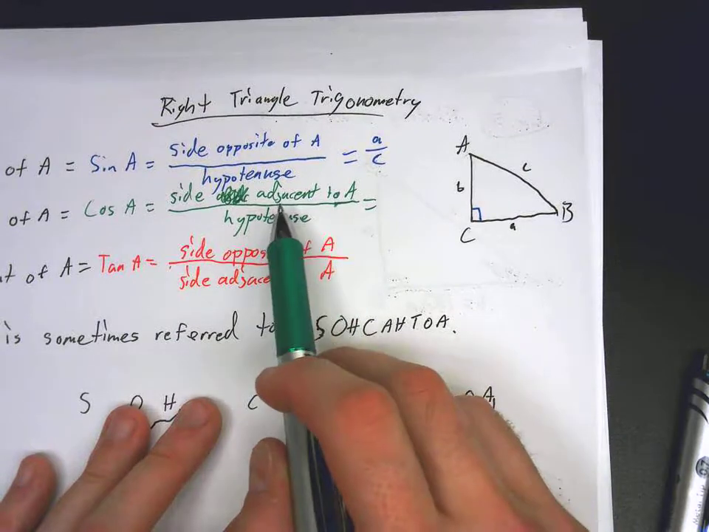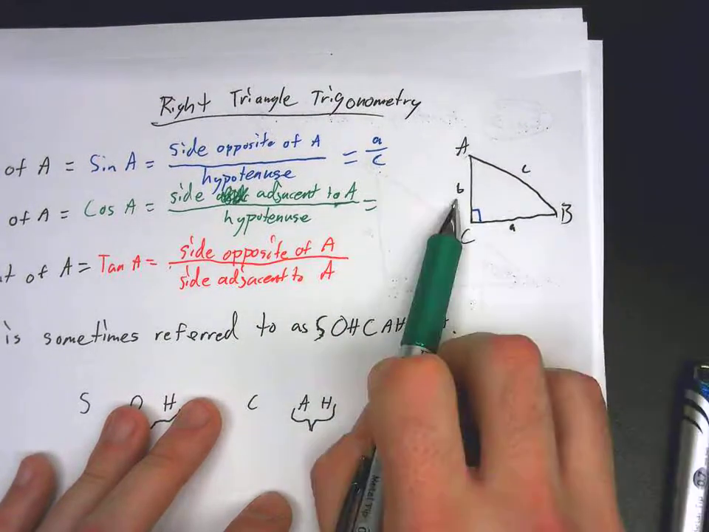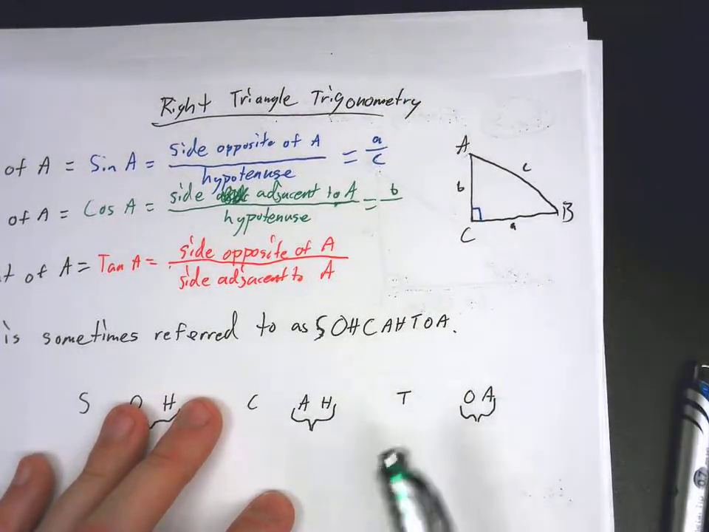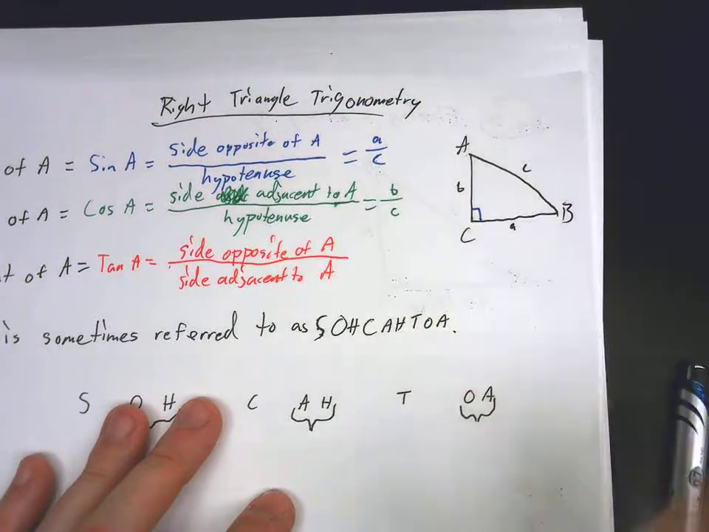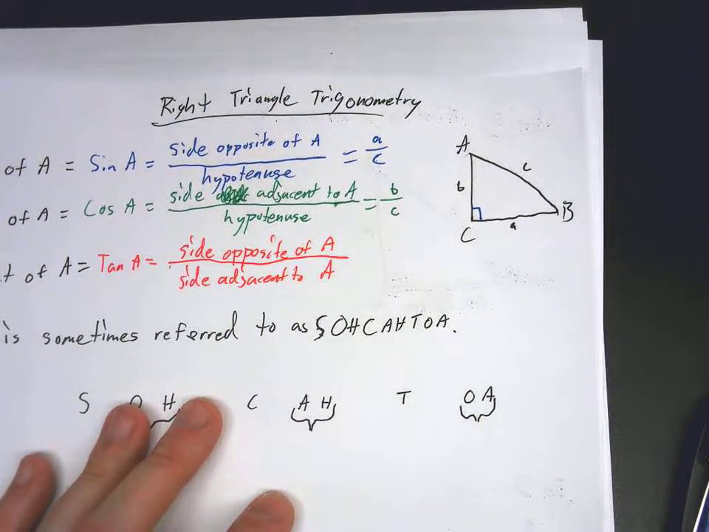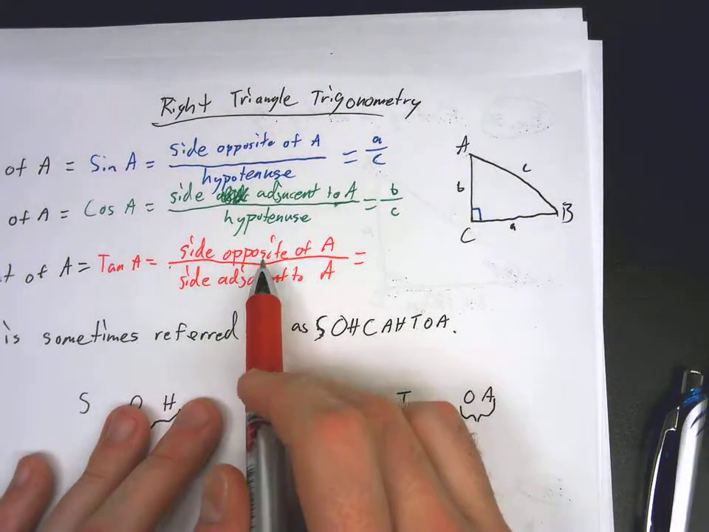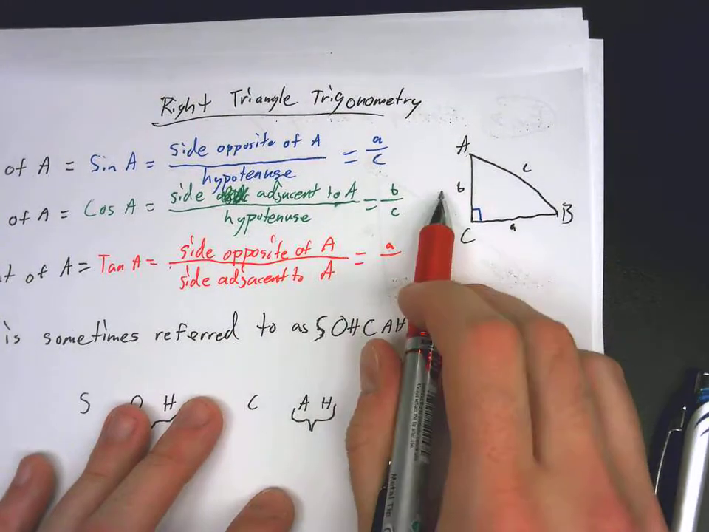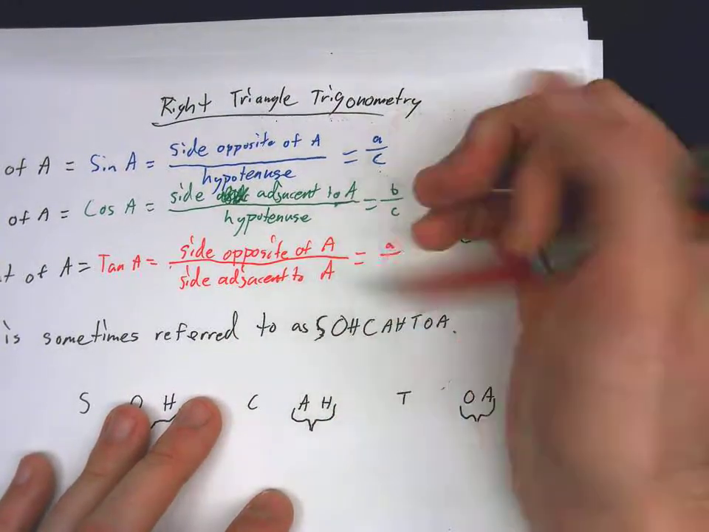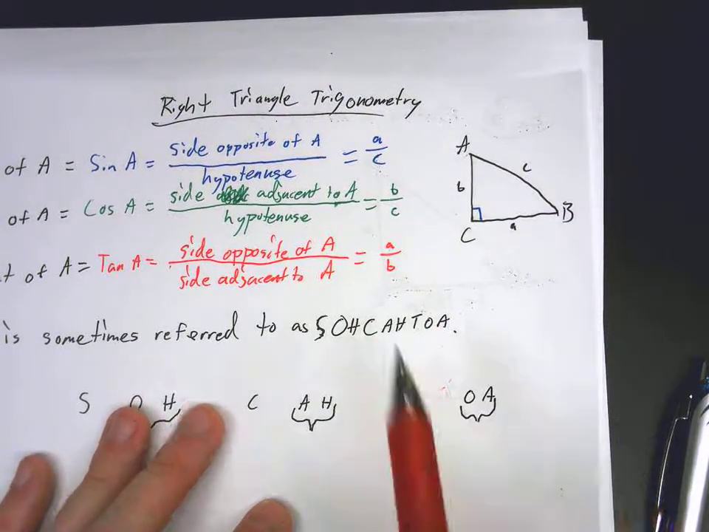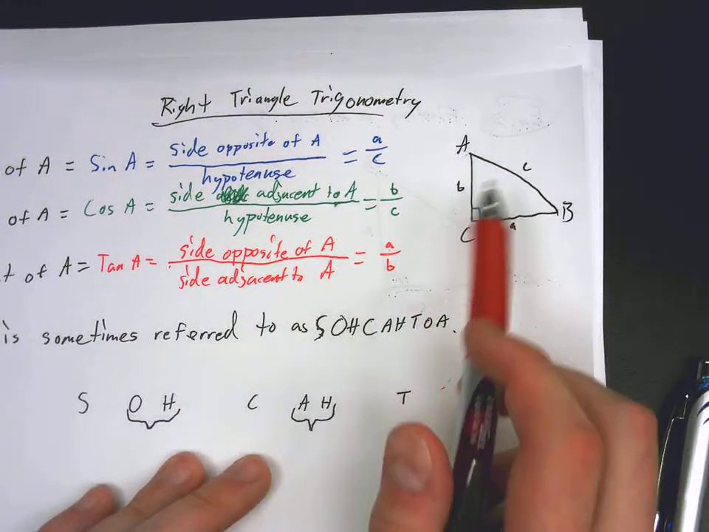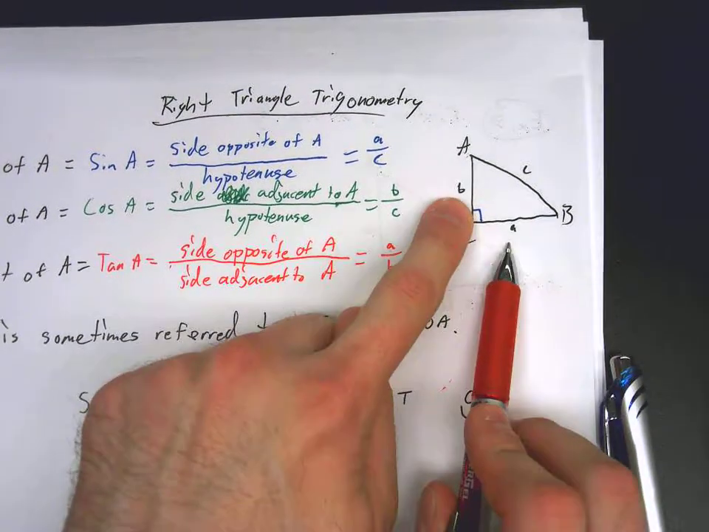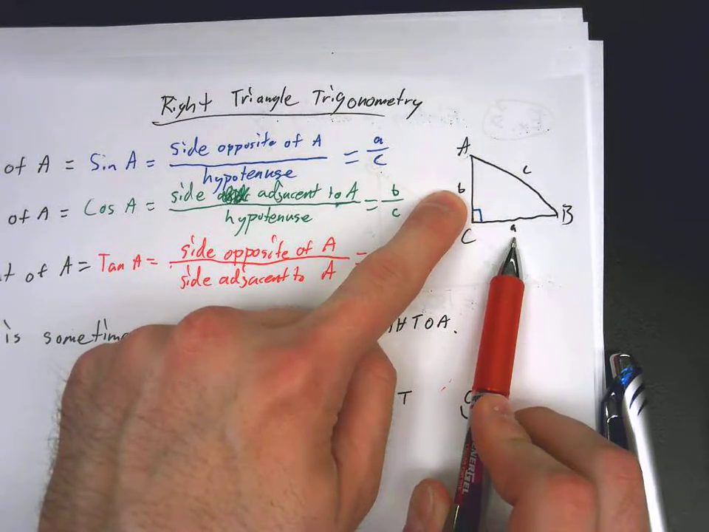Cosine of A, which is that side adjacent to A over hypotenuse, the side that's right next to A is b, so it's going to be little b over the hypotenuse, which is little c. And then for tangent, it's the side opposite of A, which is little a, over the side adjacent to A, so right next to A is b, so it's going to be a over b. The key thing on here is that c is right next to A, but it's the hypotenuse. So we're just wanting to look at the two sides that are not the hypotenuse. These are also called legs.